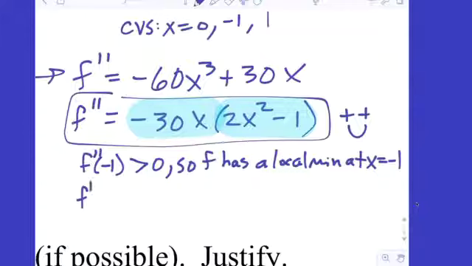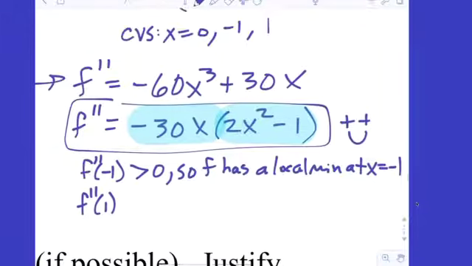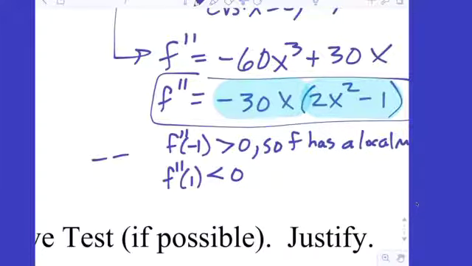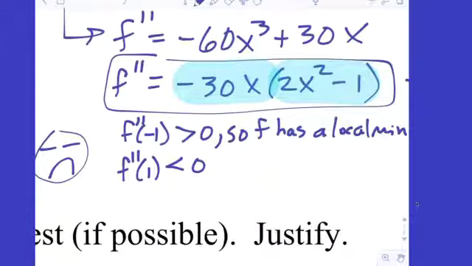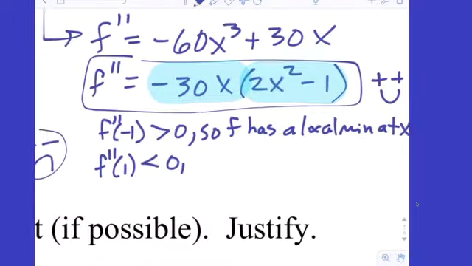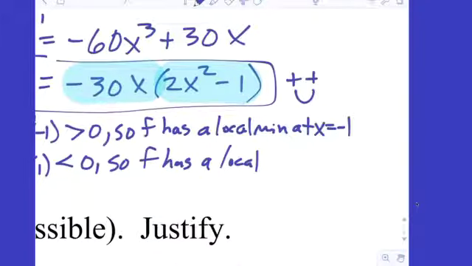If you do the same thing for 1, f double prime of 1, plug it in, you're going to get positive times a negative. Now that's a negative. If you get a negative value, you draw the negative guy. You can see him frowning. Now you see the local max on his frown. So f has a local max at x equals 1.